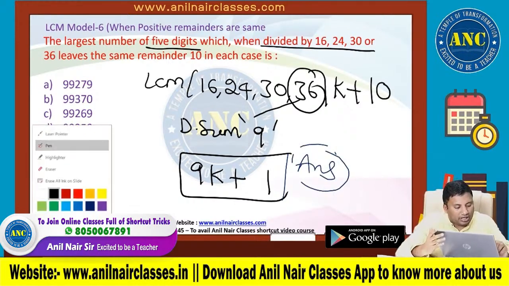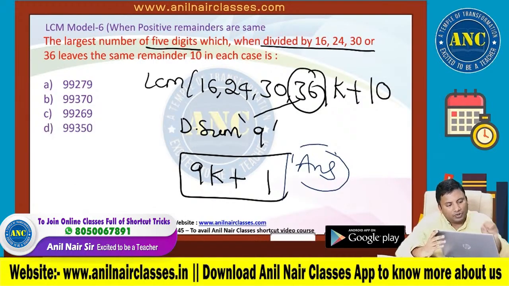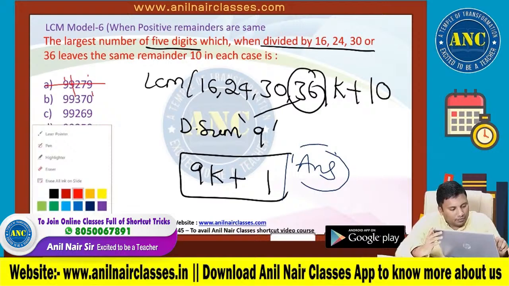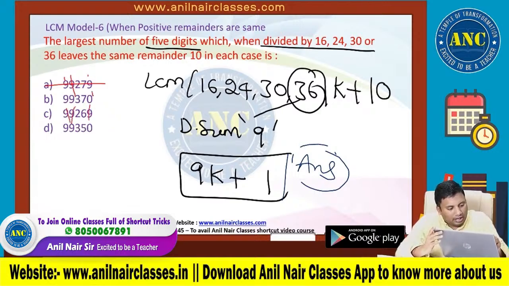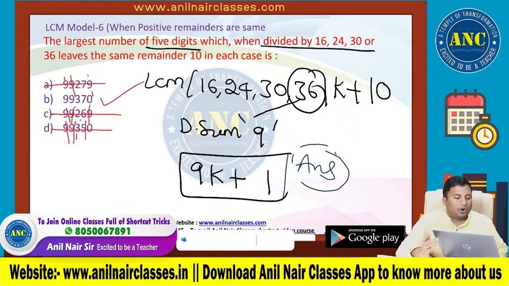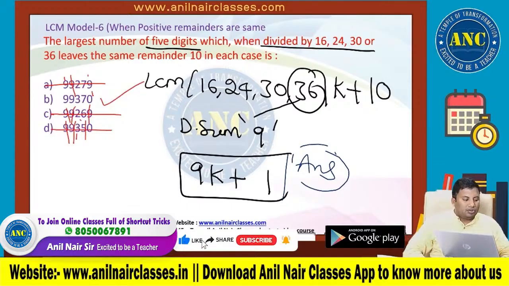Check by using answer options. 9, 9, 9. 2 plus 7, 9. Out. 9, 9, 9, 9, 8. Not possible. Only possibility is 99370.